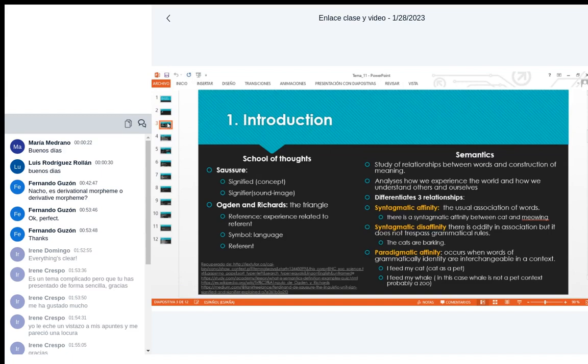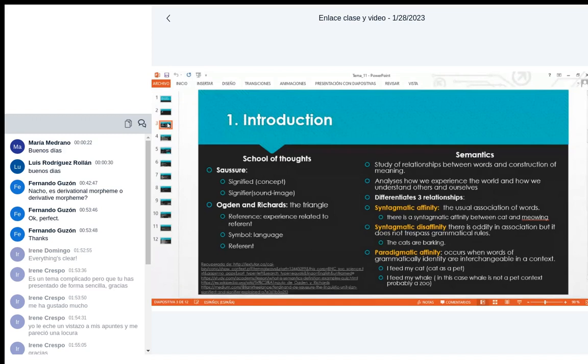But the person uttering the sentence does not know the word meowing, so they use a word that is similar, like barking, to express the whole sentence. Now here we have a syntagmatic disaffinity, and then we have the paradigmatic affinity, which is the use of certain words that are not incorrect in context, but they're not appropriate.